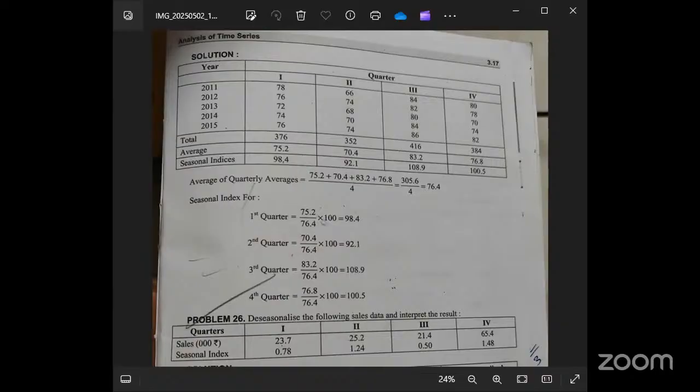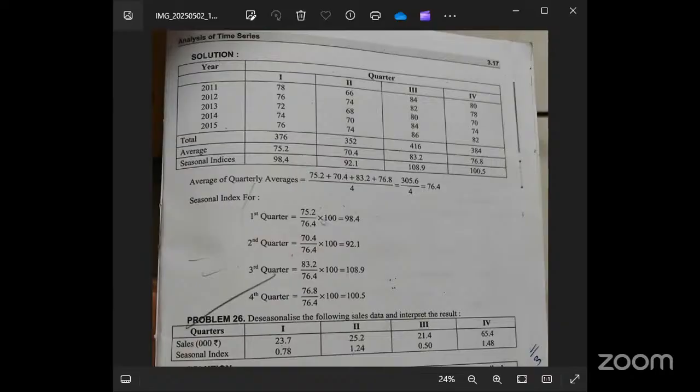Then similarly for the second quarter, 70.4 divided by 76.4 into 100. We get 92.1. For the third quarter, 83.2 by 76.4 into 100, 108.9. Then for the last quarter, 76.8 by 76.4 into 100, 100.5. So this is about link relatives of seasonal variations.